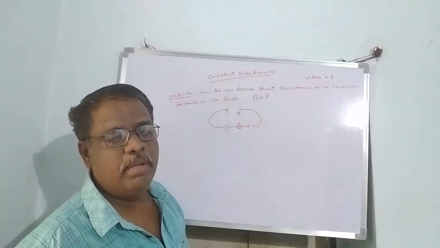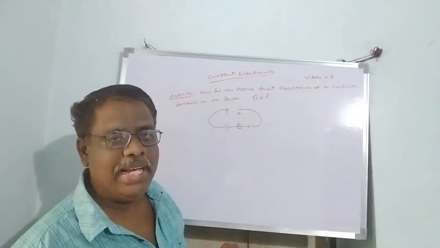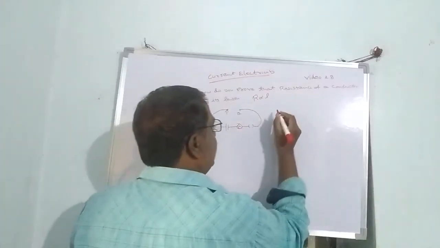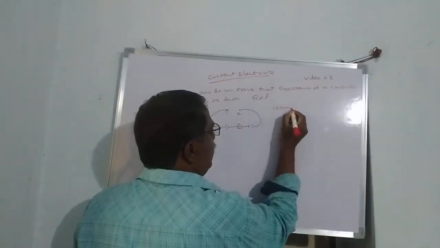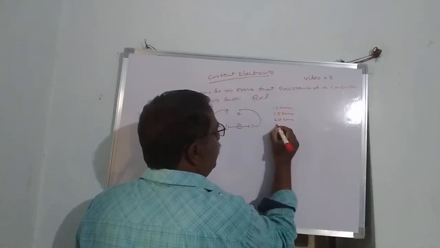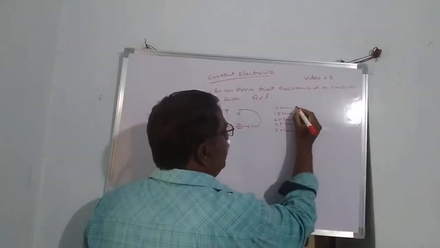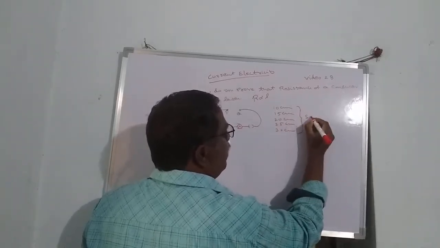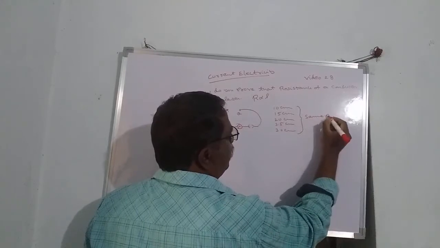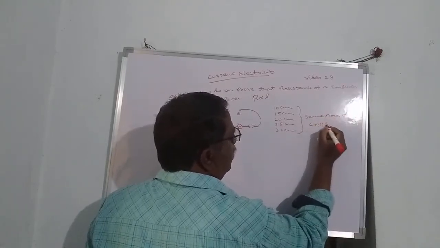So when the circuit is open, take some manganese wires of different lengths. Let us say 10 centimeter, 15 centimeter, 20 centimeter, 25 centimeter and 30 centimeter. But different lengths, with the same cross sectional area. Same area of cross section.